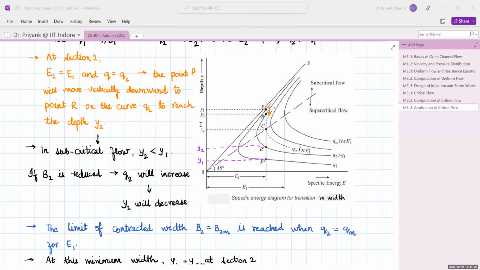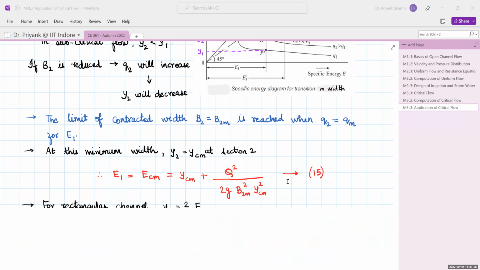So the limit of the contracted width. In the case of the hump also we had a limit, that you can increase the height to a particular level. So the limit of the contracted width, that is B2 equal to Bm, is reached when q2 is equal to qm for a given specific energy E1.